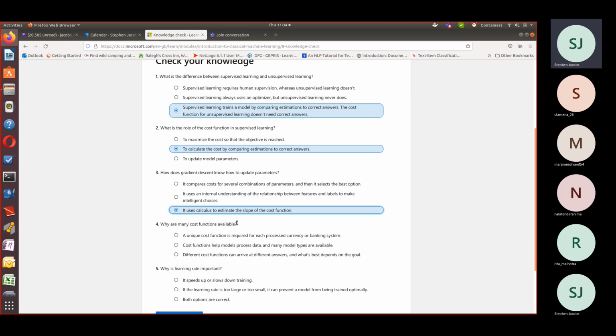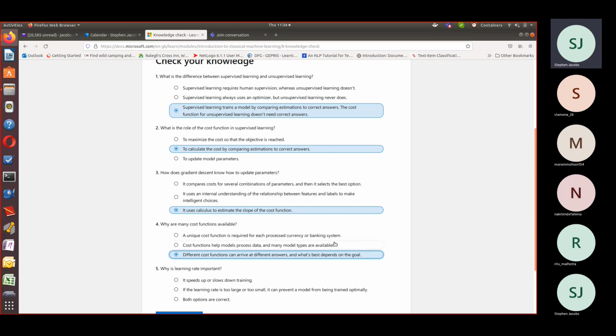How many cost functions are available? A unique cost function is required for each processed currency or banking system. Cost functions help models process data and there are many types available. Different cost functions can arrive at different answers, and what's best depends on the goal. I think that's probably right, and also on the data as well.